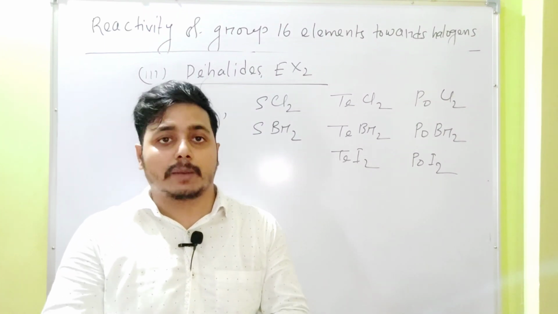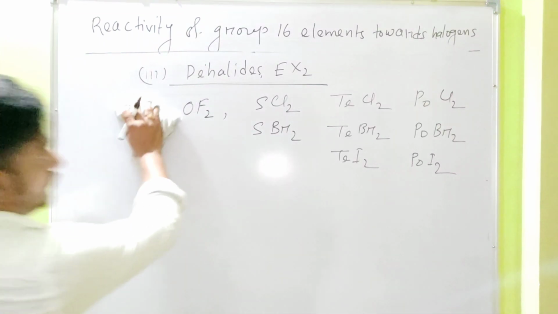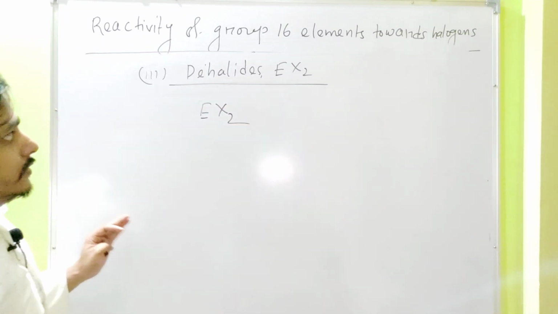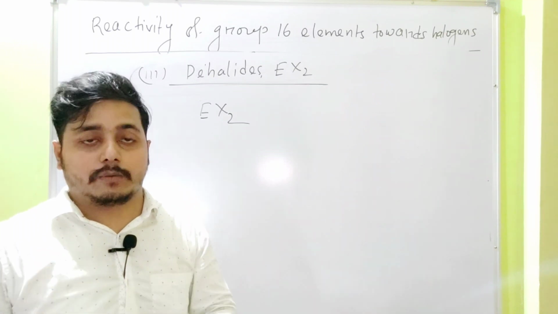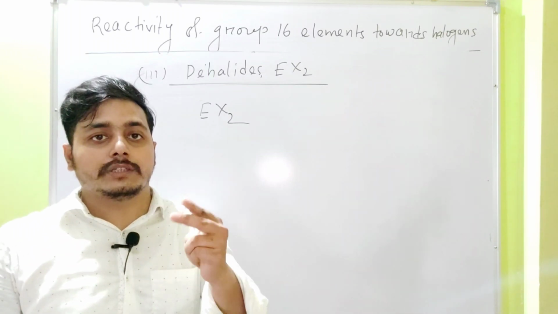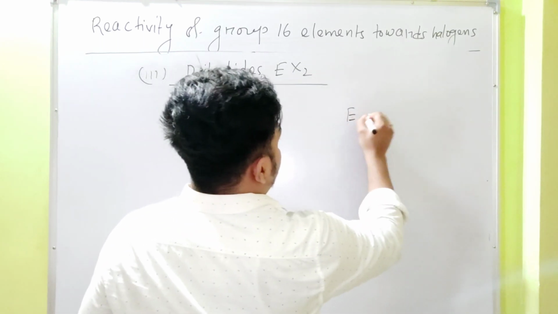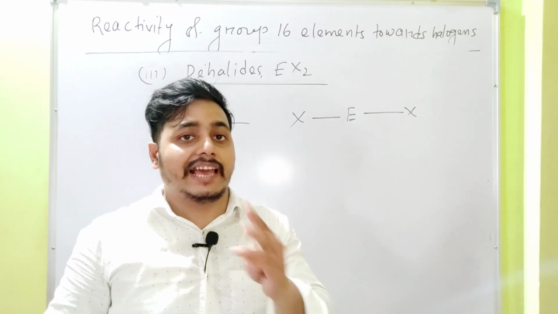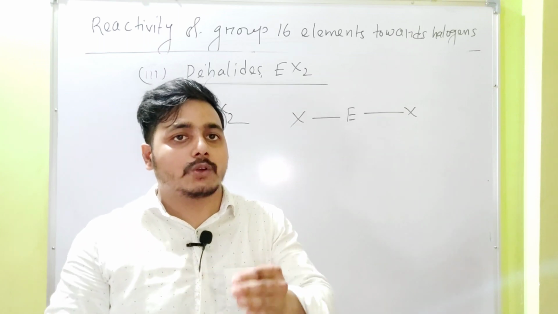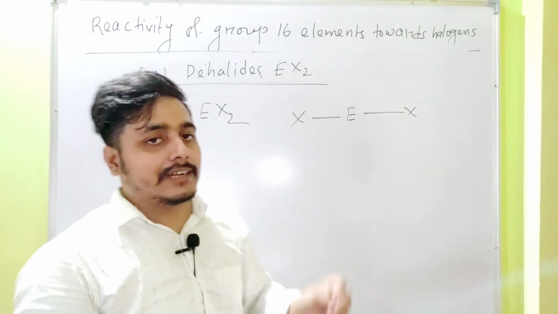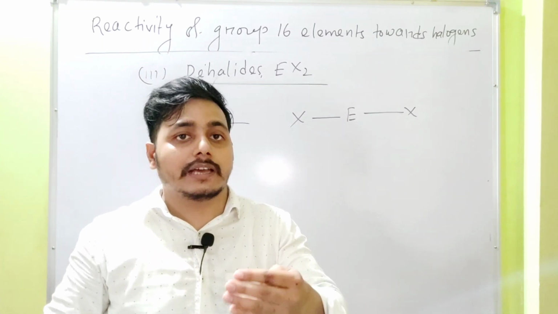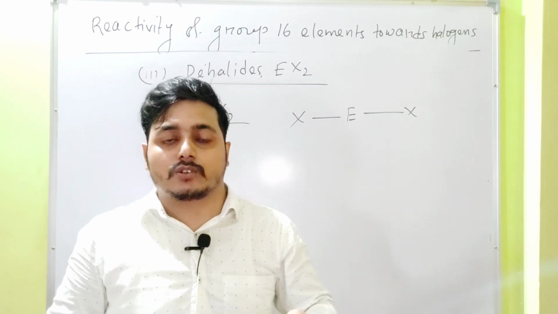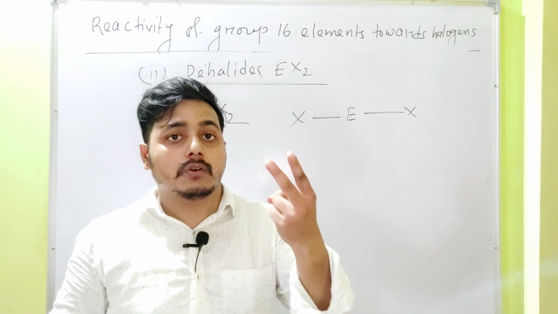Now I discuss their geometry and shape. EX2. Here E is the central atom and it is forming 2 bonds with 2 halogen atoms. As it is a group 16 element, it has 6 valence electrons. Out of 6 valence electrons, 2 electrons are involved in bonding with halogens. It means this atom has 4 non-bonding electrons, which are equal to 2 lone pairs of electrons.